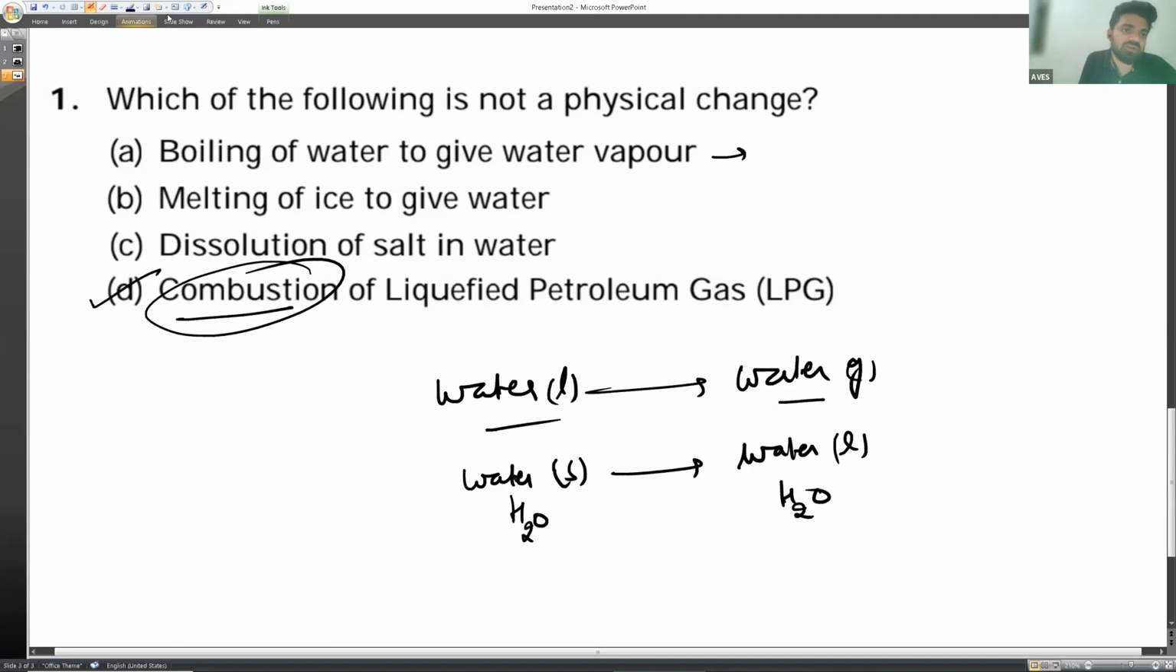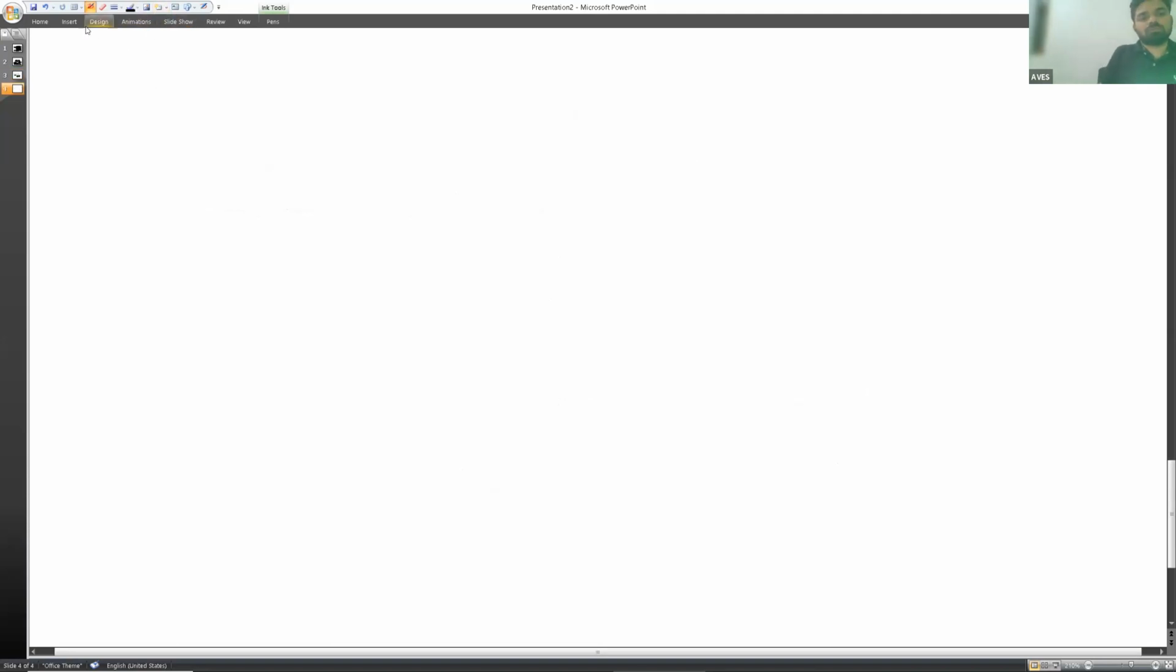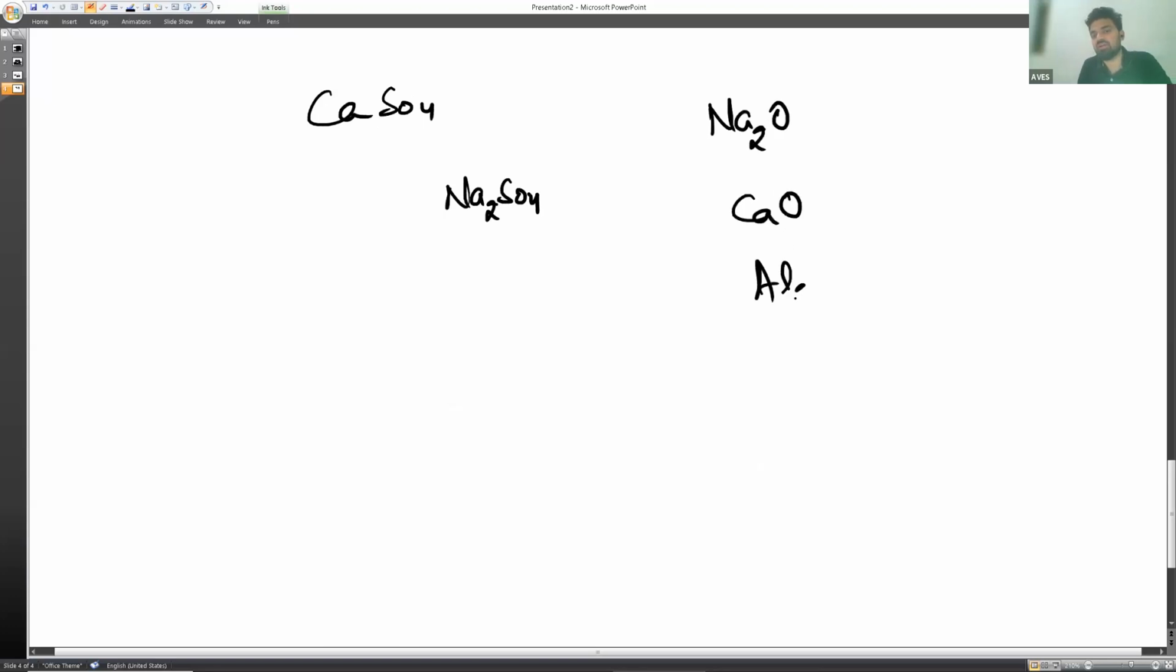Okay. Moving to the next part. After learning this, we must know how to write the chemical formula of a compound because it is very important. Students are often surprised that they don't know the formula of a compound. For example, calcium sulfate has formula CaSO4, but sodium sulfate has formula Na2SO4. Sodium oxide has formula Na2O, calcium oxide has formula CaO, and aluminium oxide has formula Al2O3. Because of the valency, they are a bit confused about how these formulas are written.